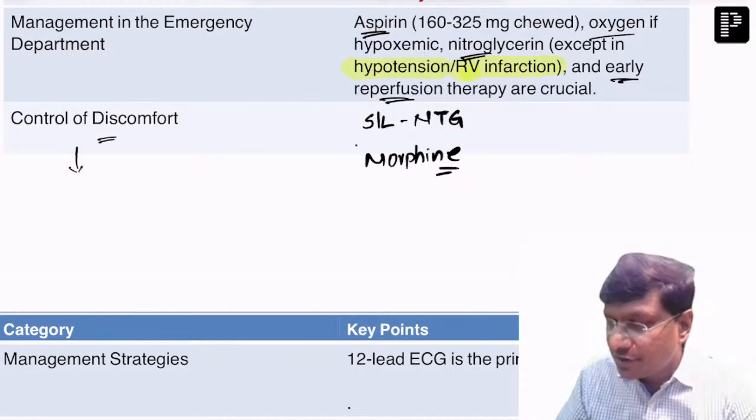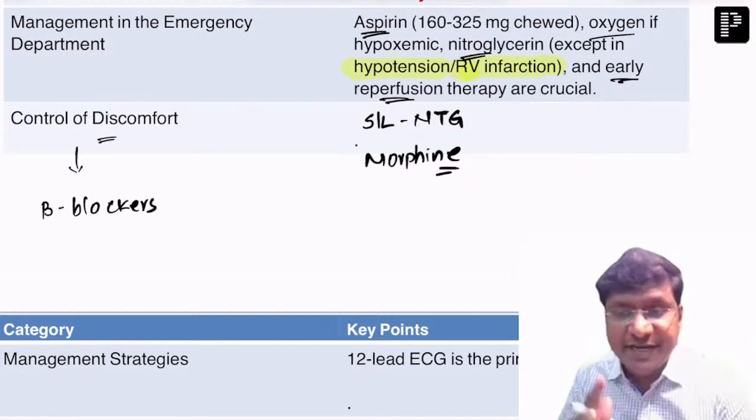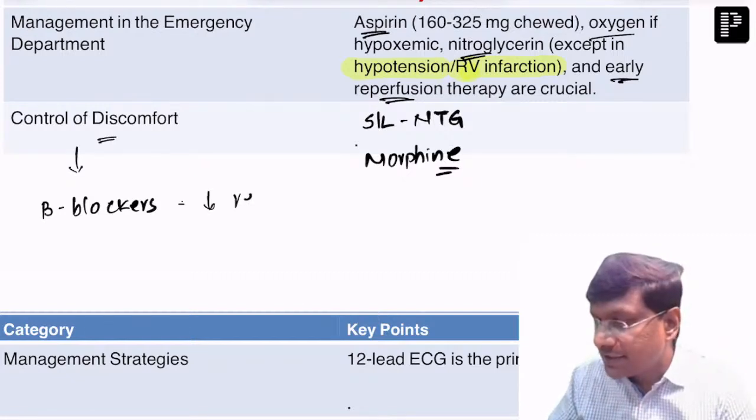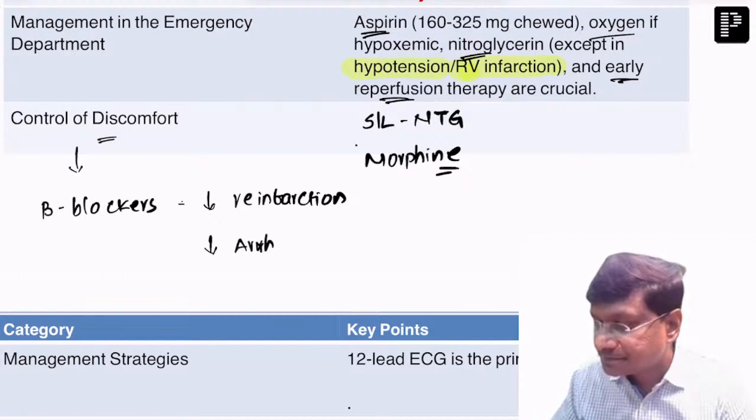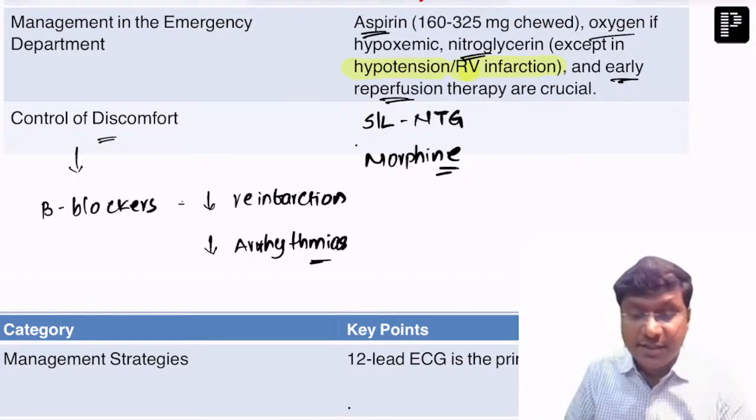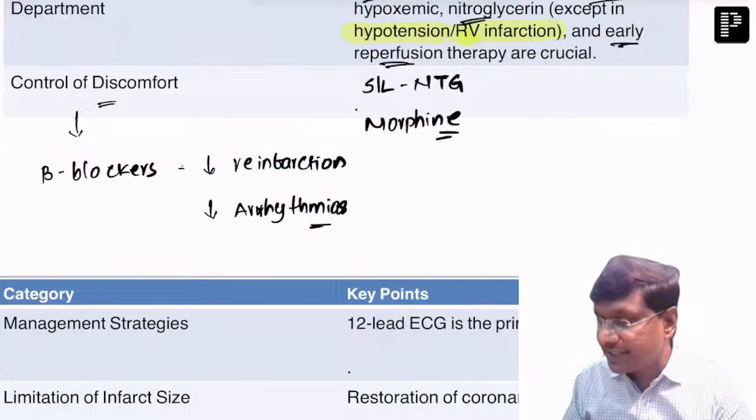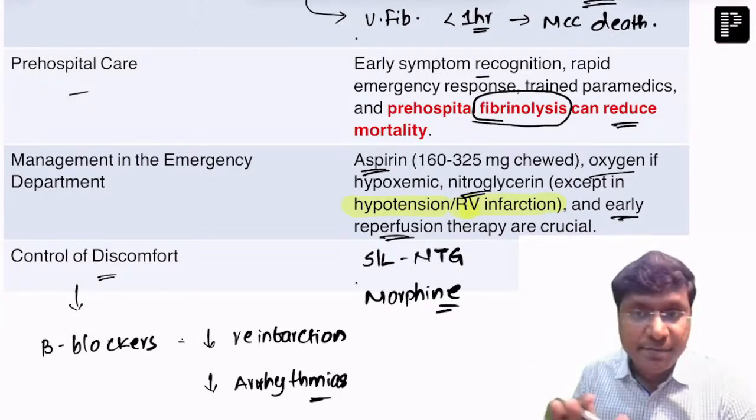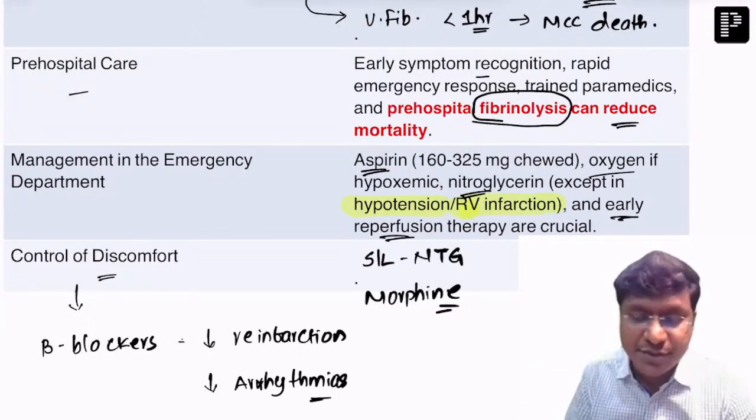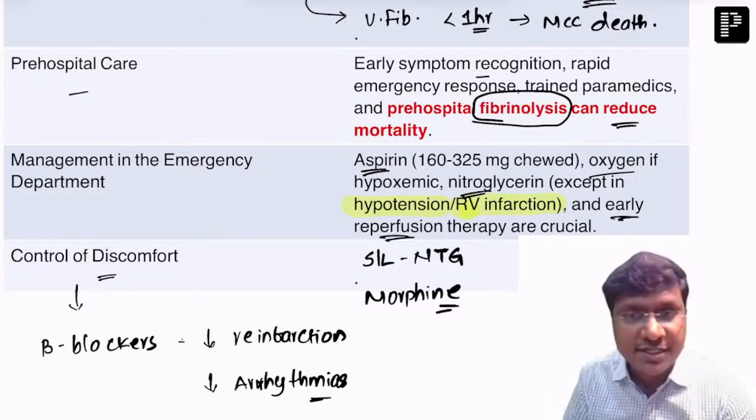Another important group of drugs are beta blockers. These beta blockers reduce the reinfarction. The advantages: they reduce the reinfarction, and at the same time, they also reduce the arrhythmias. That is the advantage of giving beta blockers. Then next are the management strategies. So this is the initial management and thrombolysis, pre-hospital care, and the emergency department. What you need to do, and how you need to control the chest discomfort.